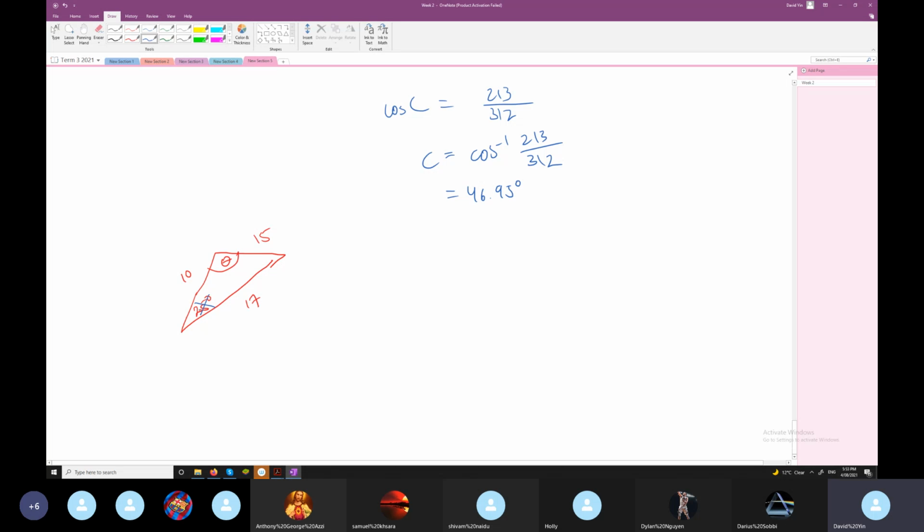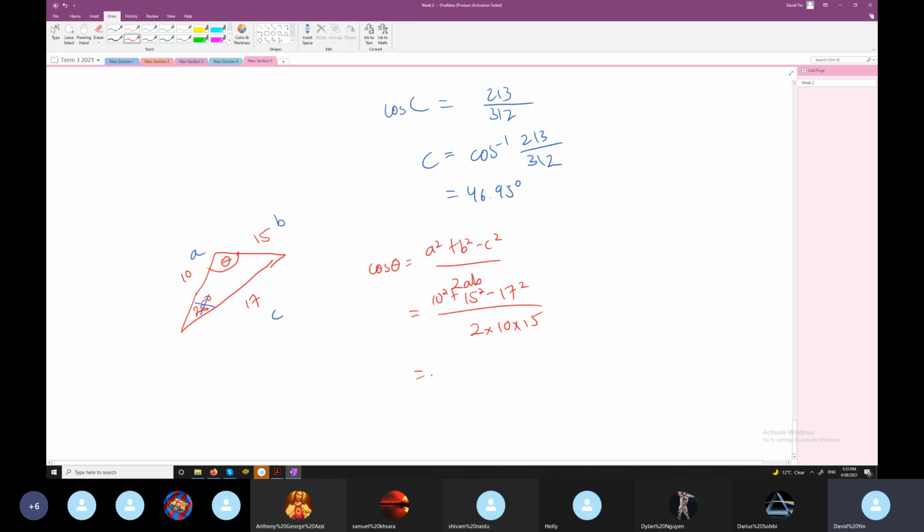Right? This 25 will not help us in doing the cosine rule, because if this is our unknown, this is going to be our A, this is going to be our B, this is going to be our C, and that's going to be the angle. So what we can say is that cos theta equals, now write the formula again, A squared plus B squared minus C squared over 2AB. So cos theta equals A, which is 10 squared, plus B, which is 15 squared, minus C, which is 17 squared, over 2 times 10 times 15.